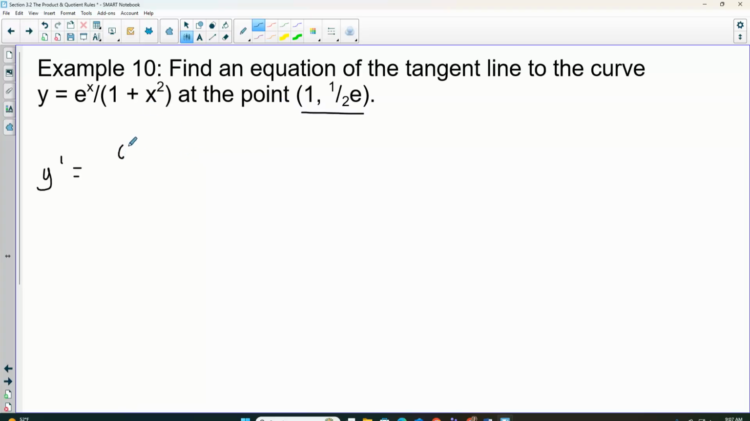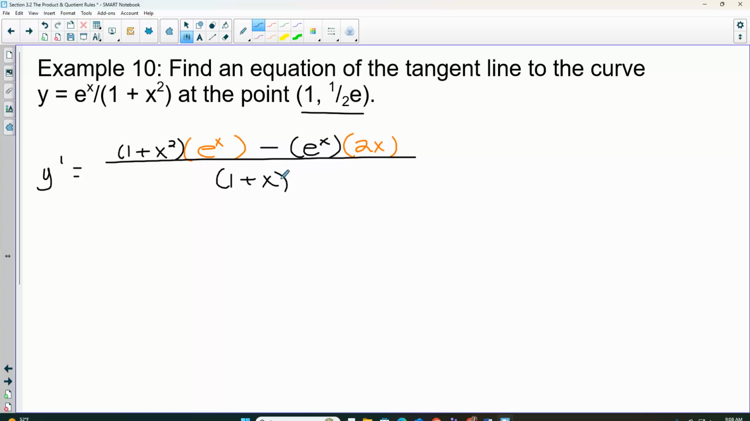So, low. D high. What is the derivative of the top? The derivative of e to the x. Minus high. D low. What is the derivative of 1 plus x squared? 2x. Over low squared. So 1 plus x squared squared.